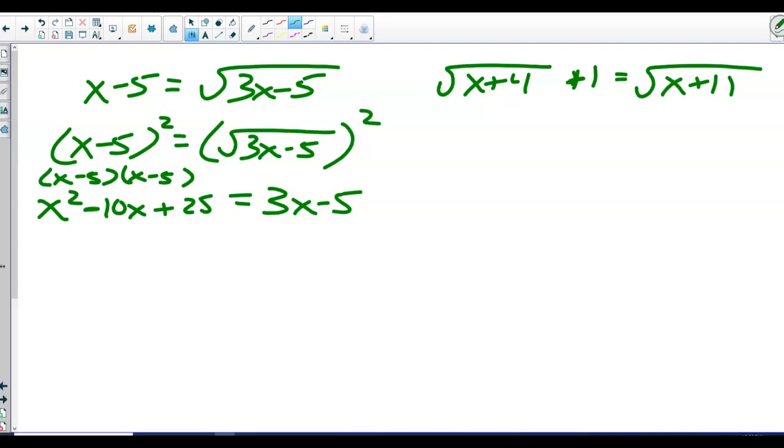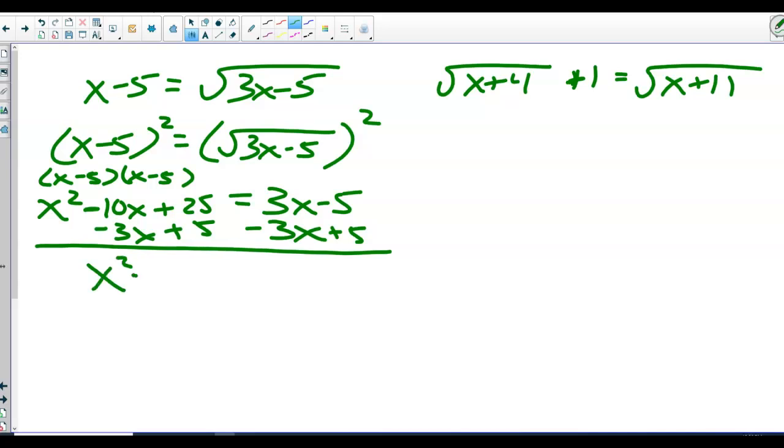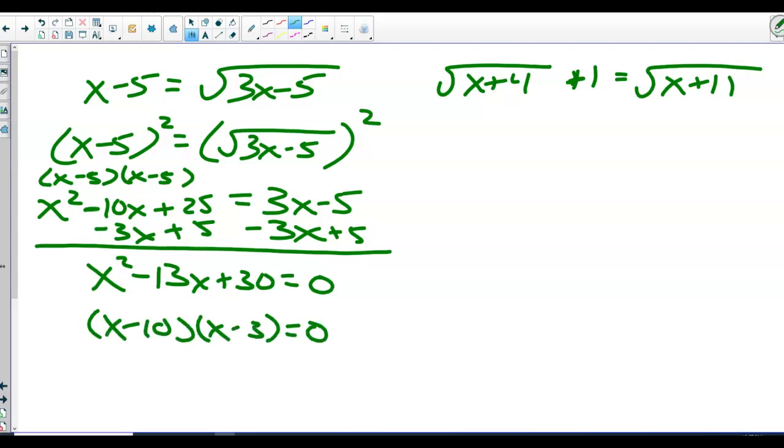And now I have a problem with an x and an x squared. So I got to get everything equal to 0, and we're going to factor. I'm going to subtract 3x on both sides, and I'm going to add 5 on both sides. So x squared minus 13x plus 30 equals 0. We get x minus 10, x minus 3. So my answers are 10 and 3.